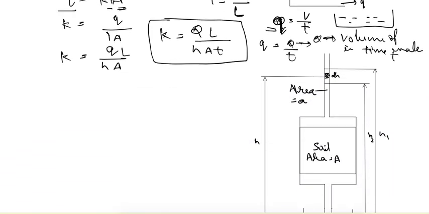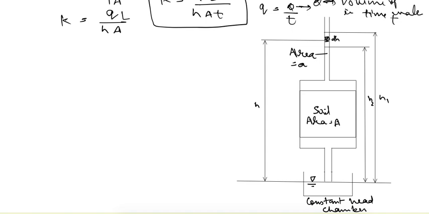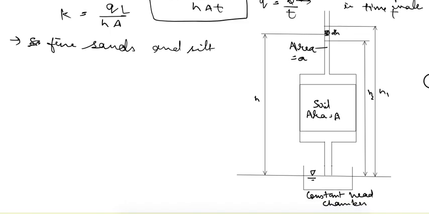Now let's see the variable head or falling head test, as it is called. It is suitable for fine sands and silt, for which the permeability is very low. In this case, the soil sample, usually taken from the field, is used directly in the sampling tube; we will not remove it from the sampling tube, and we will just put the piezometer or standpipe in this.